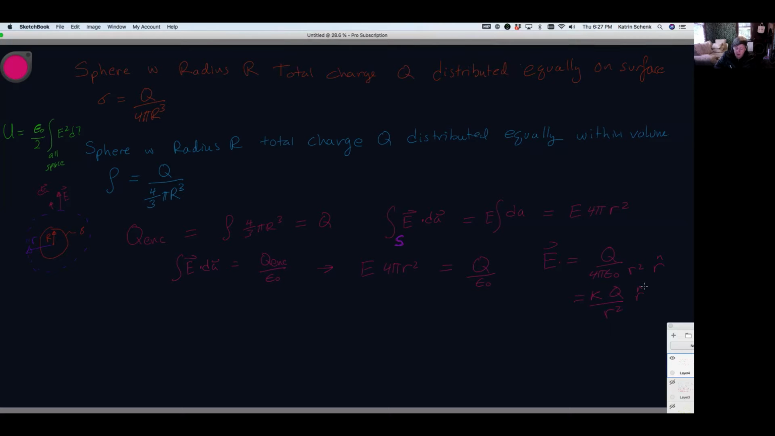We have to integrate over all space. So that means we have to integrate from r equals 0 all the way out to r equals infinity, and then all the angles. But between r equals 0 and r equals big R, there's no field, so my E squared integral doesn't care about that. So I'm really only integrating from r equals big R to infinity. So let's write U, the potential energy.